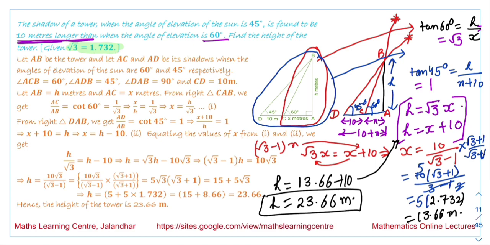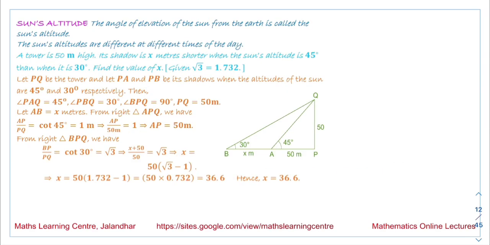Now next we have the term sun's altitude. Sun's altitude is just the angle of elevation of the sun, that is the term used for sun's altitude. For this whole term we are saying the angle of elevation of the sun from the earth, we can just say it is called the sun's altitude.